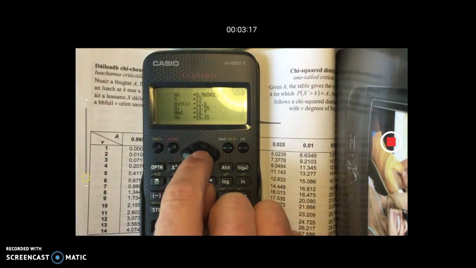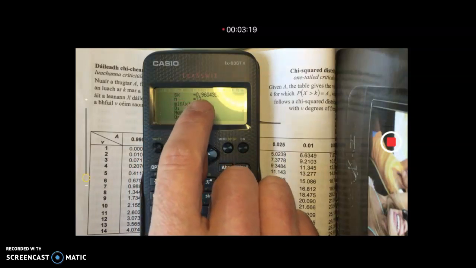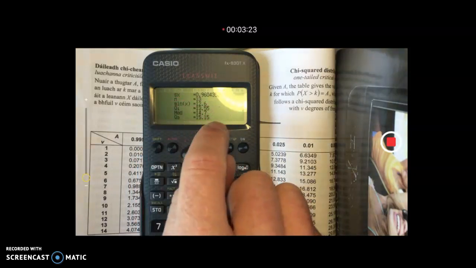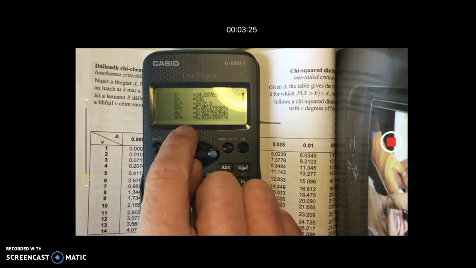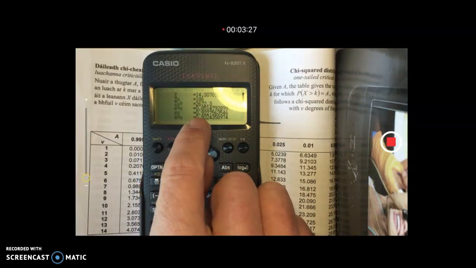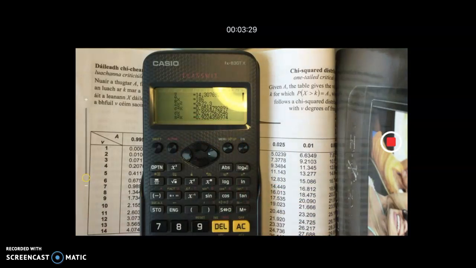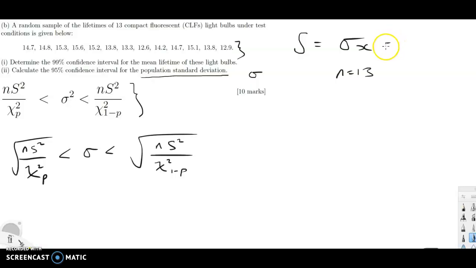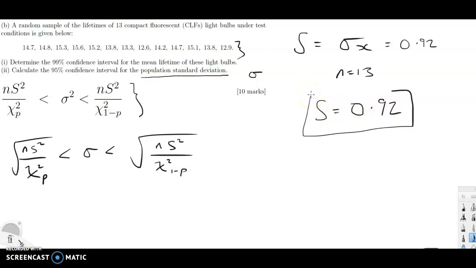You can scroll down there and there's SX. We're not interested in that. That's S hat. We're not using that this time. So back up, sigma x 0.92. So with our calculator, we just got 0.92. So S, that's what we're concerned with here. S equals 0.92. And we're going to be sticking that into the formula there.